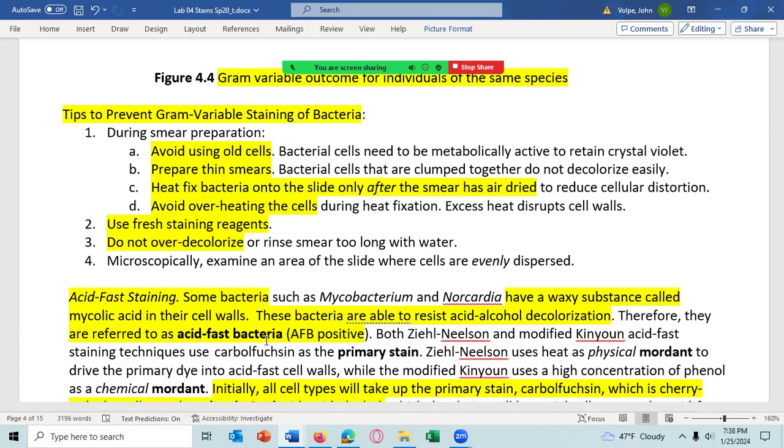And these cells which resist being decolorized, we refer to them as acid-fast positive bacteria. The cells which give up the primary dye in the decolorizing step of the acid-fast stain, we call those cells acid-fast negative bacteria, or acid-fast bacteria that are negative.